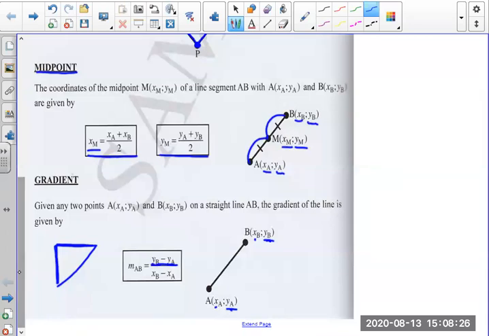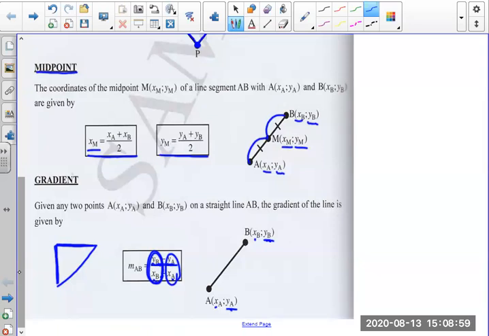Now, what's important is that if you start with point B at the top, you must start with point B at the bottom. So if you use the y coordinate of B, then you must start with the x coordinate of B. Then you subtract the y coordinate of A and you subtract the x coordinate of A. So can you see there's one point and there's another point. That's important because if you swap, then it's wrong.